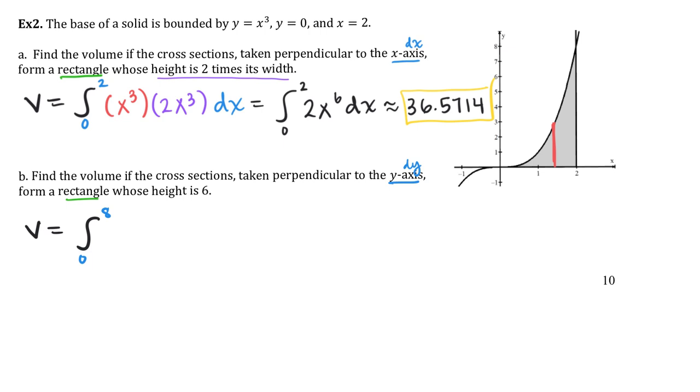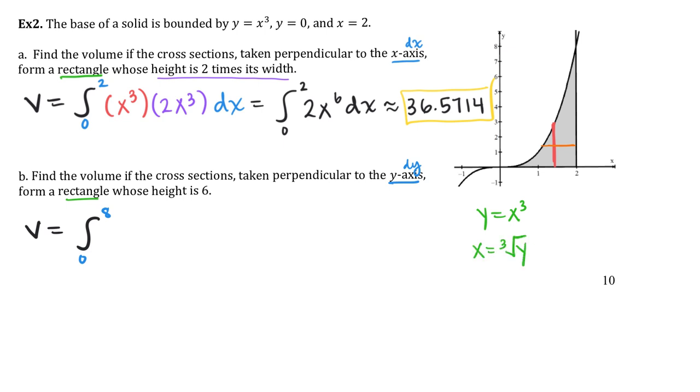So I know the first side of the rectangle is going to be in this direction. So I want to do this minus this, but I want it to be in terms of y. So let me solve. y equals x cubed. If I cube root both sides, I get x equals the third root of y.